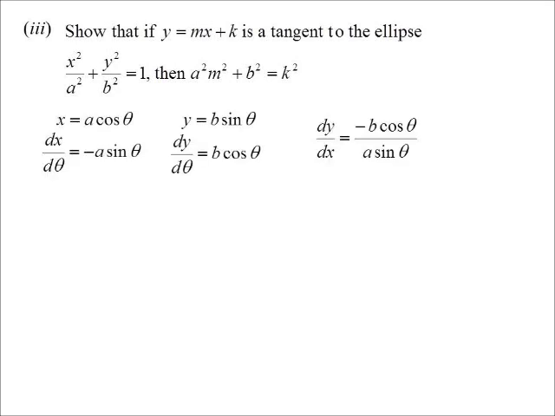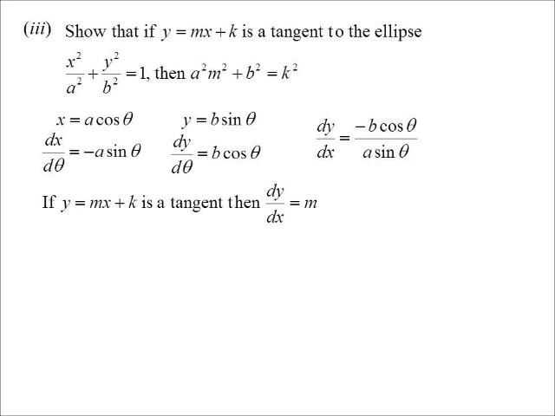X is a cos theta, so dx d theta is minus a sine theta. Basically, I'm just going to derive the slope here. So dy dx is minus b cos theta on a sine theta. Now, if y equals mx plus k is the tangent, then we know the derivative must equal the slope of the tangent.